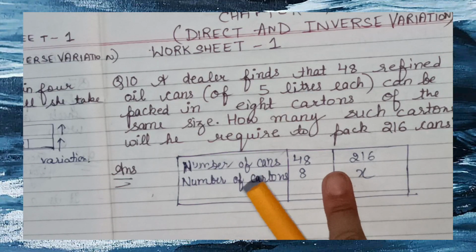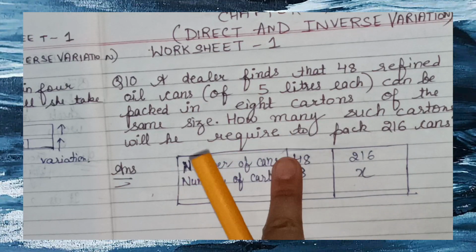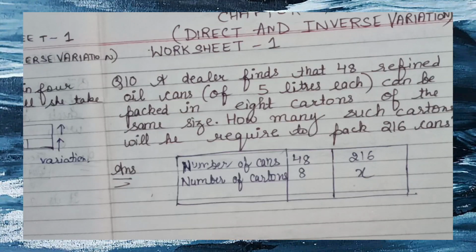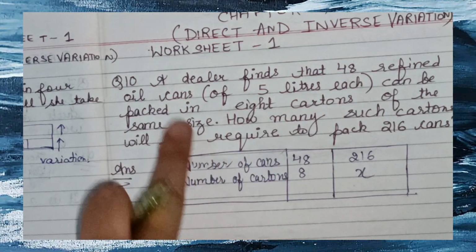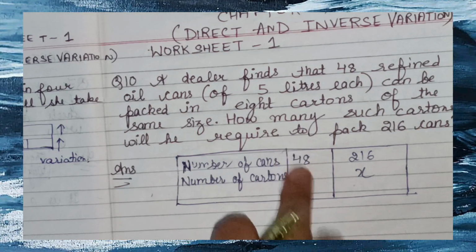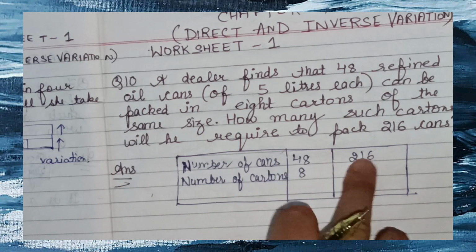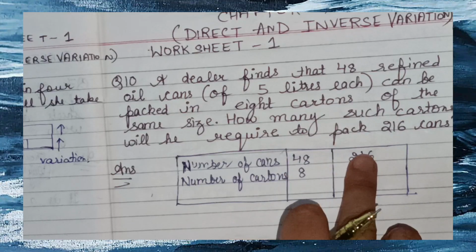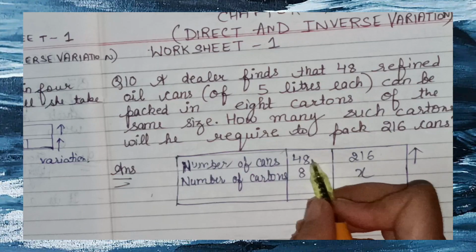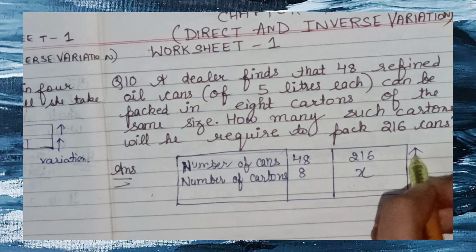So 48 is less than 216. 8 cartons are used to pack 48 oil cans. So this 8 is smaller, the number of cartons is 8 and the number of cans is 48, and 216 is more than 48. Here the quantity is increasing. From here 48 is less than 216, and the quantity is increased.